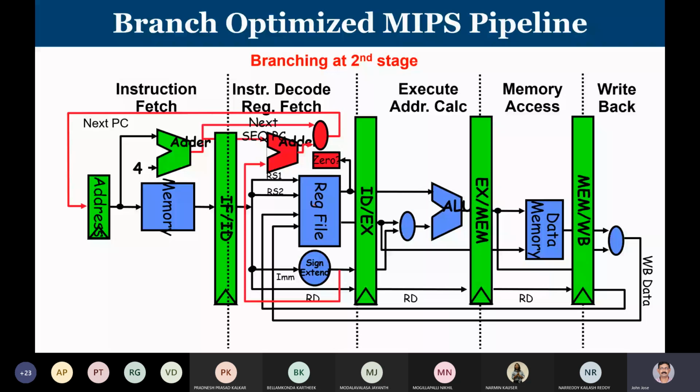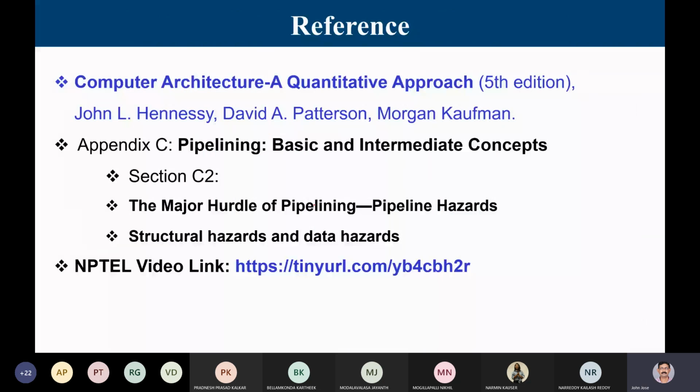Okay. So this is the reference material that you use. Section C2 of the appendix is what you have to look into. In pipeline hazards, we completed structural hazards and data hazards, and this is the link for the YouTube video. Let me know if there are any more queries. We have a few more minutes.